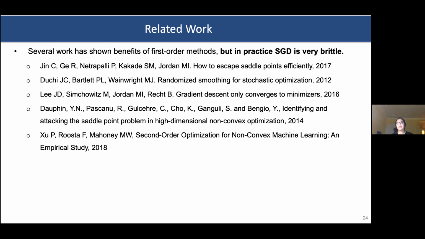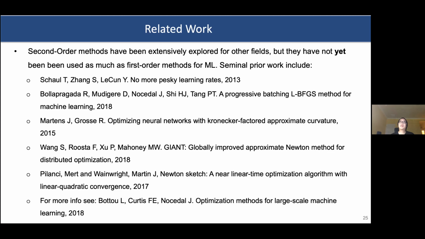They mentioned in their paper that SGD is very sensitive to, first of all, the learning rate, which people know, and also, for example, the initialization. So that's why people want to consider second order methods. There is also a lot of work considering second order methods, for example the paper from Yann LeCun, no more pesky learning rates. And also the paper from Professor Tong, I forgot his first name, for example the batching L-BFGS for machine learning problems.